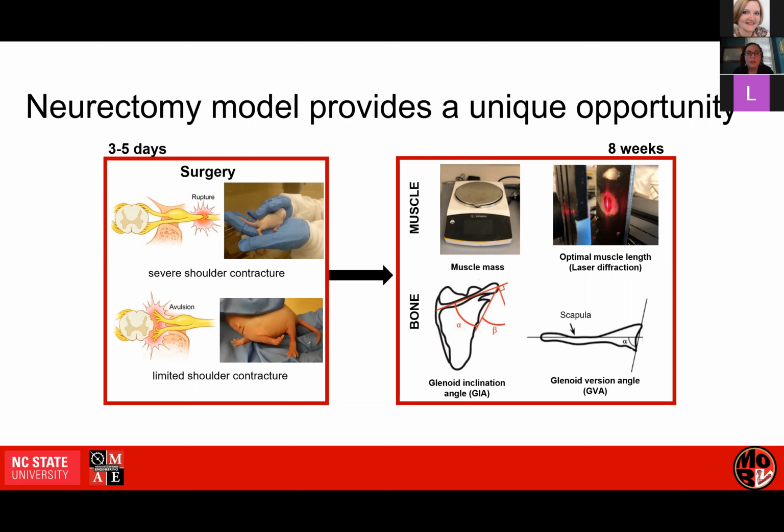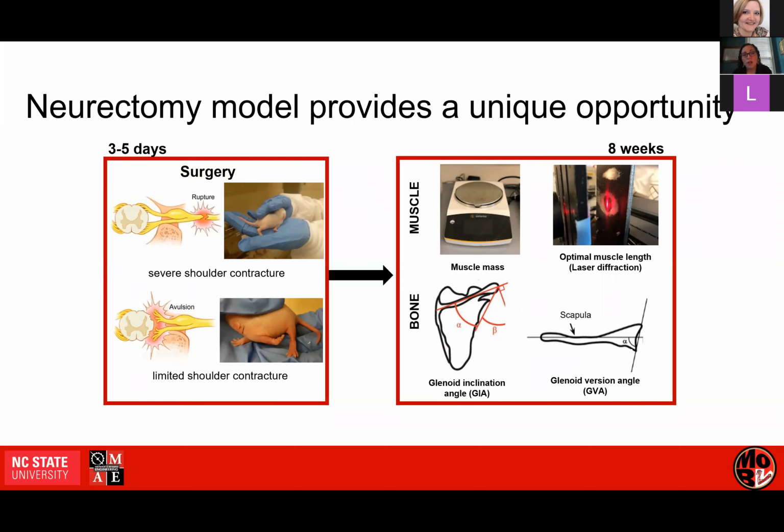The neurectomy model that we have is really exciting because we can be even more particular about where we create the nerve injury to represent 2 different clinical cases. If the nerve tears in the middle, it's a rupture, and those patients have really severe shoulder contracture. Whereas if it pulls straight out of the spinal cord, that's called an avulsion, there's limited shoulder contracture. So it also allows us to have a standard amount of nerve injury while distinguishing between the effects of contracture and no contracture on bone growth.